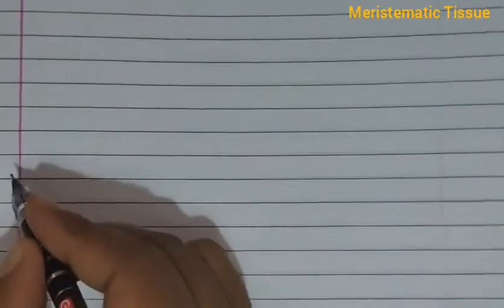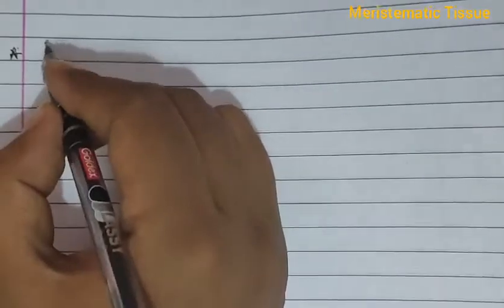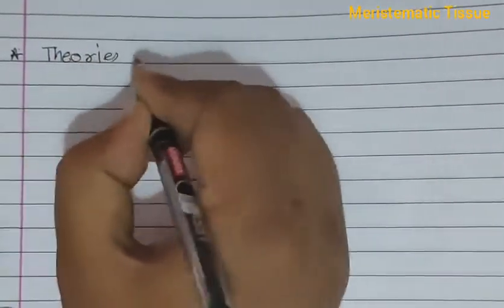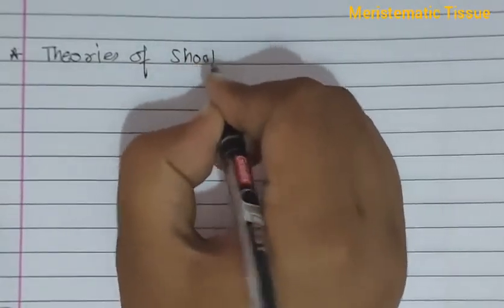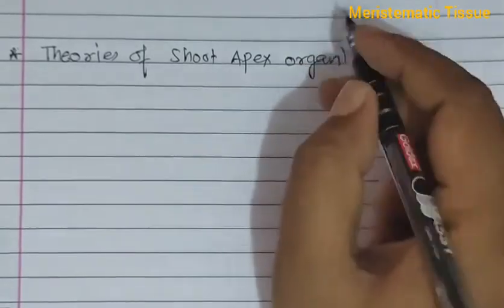So now we have studied shoot apex organization. This shoot apex organization was developed by the discoveries of several scientists. And when several scientists studied this shoot apex, they gave different theories. So now we are going to talk about the theories explained for the shoot apex organization. Next we talk about theories of shoot apex organization.